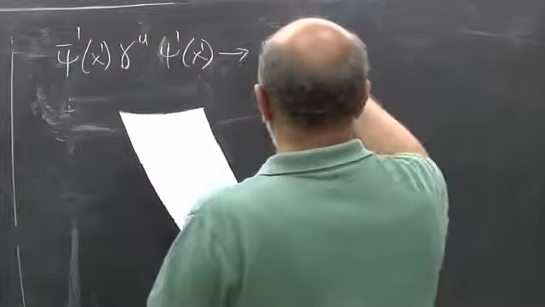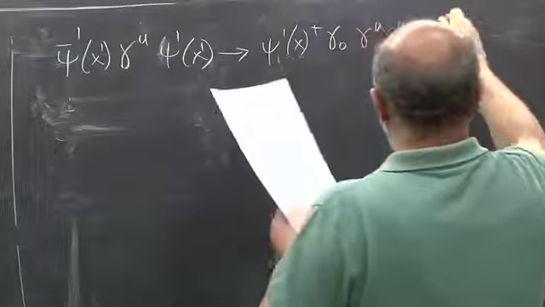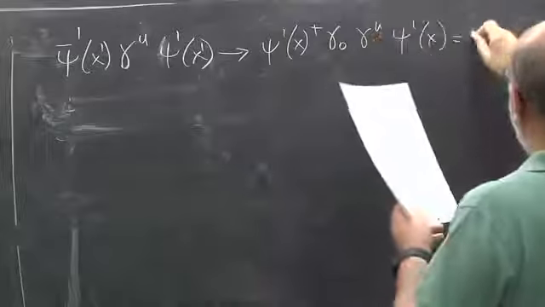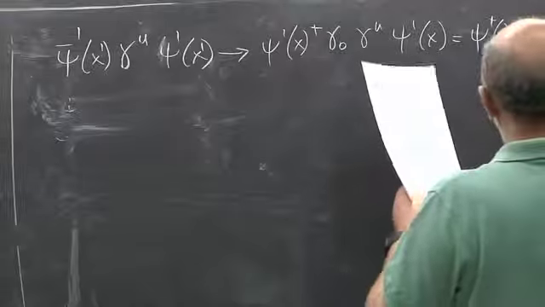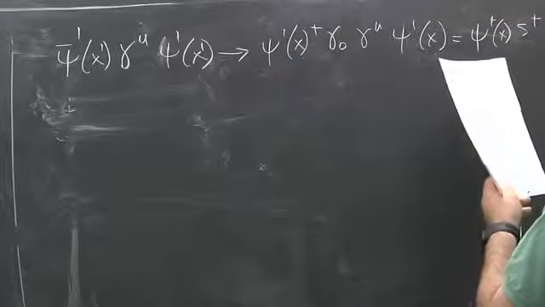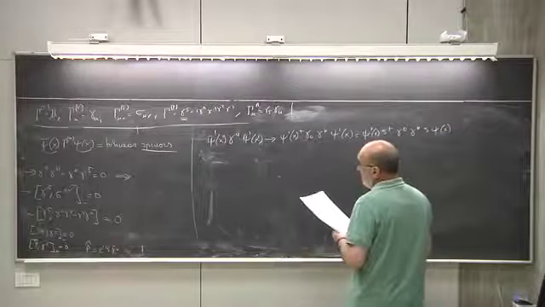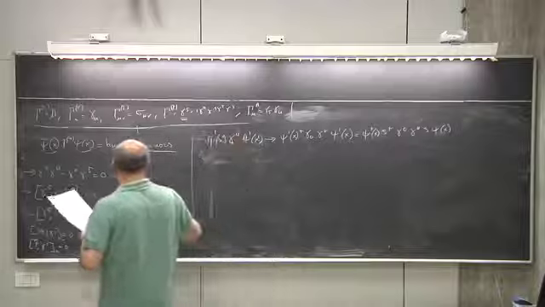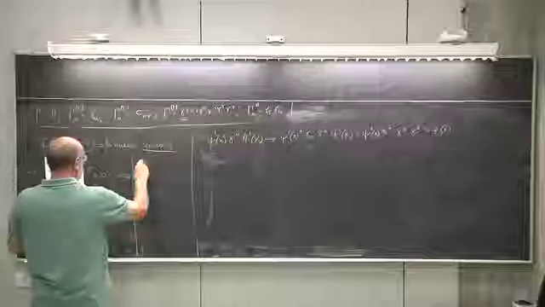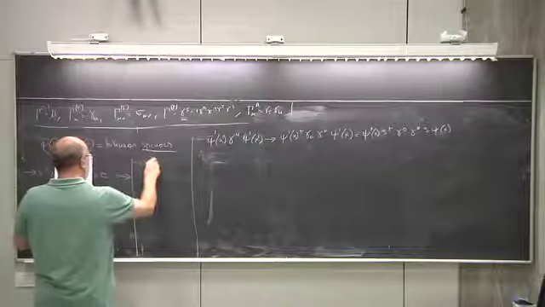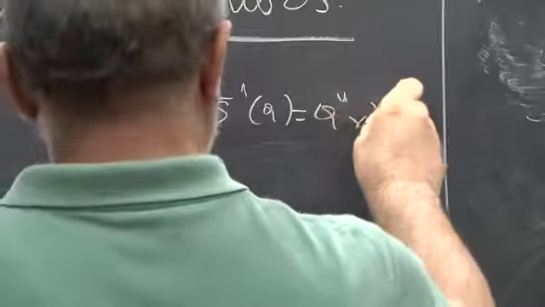So this is psi prime dagger x gamma 0 gamma mu psi prime x. This is equal to psi dagger S dagger gamma 0 gamma mu S psi of x. Now we have to remember one of the defining relations for S of A. If you remember, S of A satisfies the following relation. S of A gamma mu S to the minus 1 of A is equal to A mu nu gamma nu.